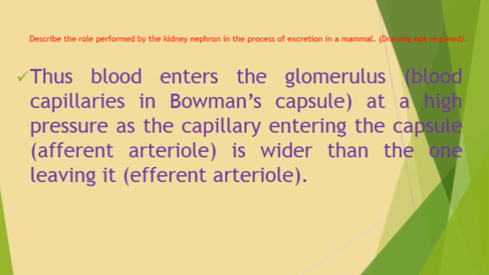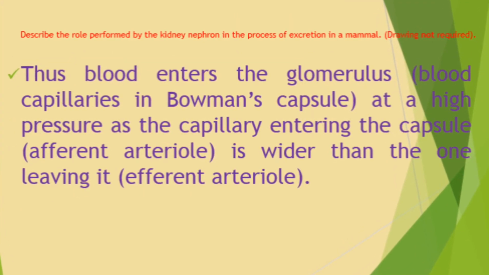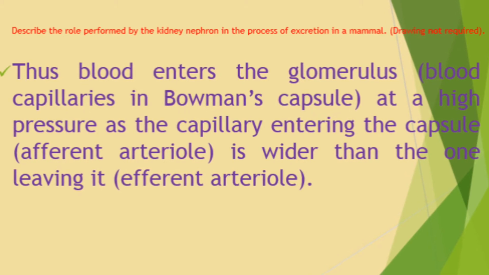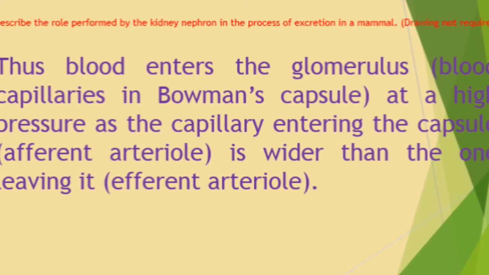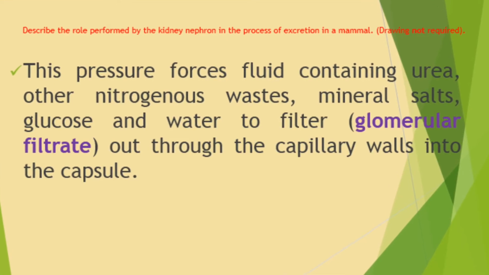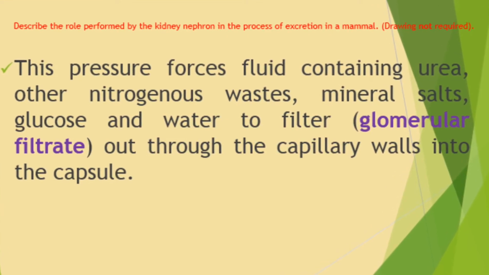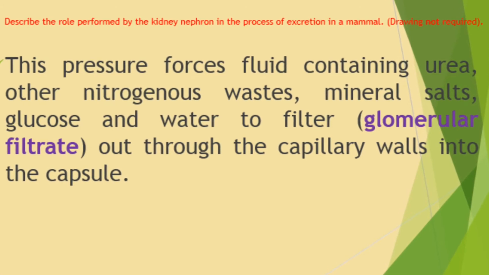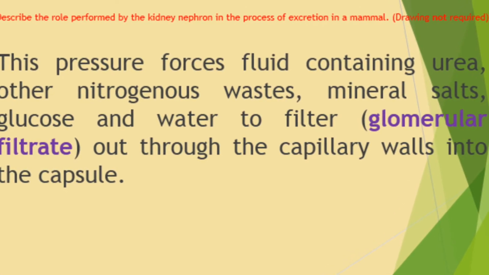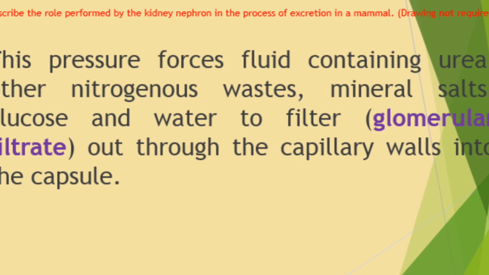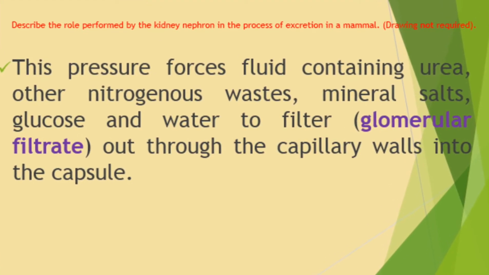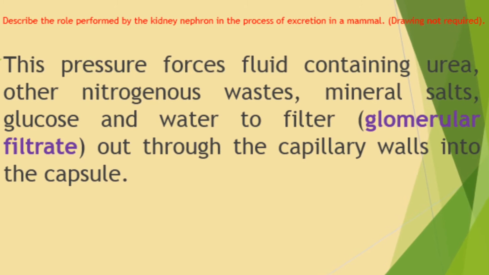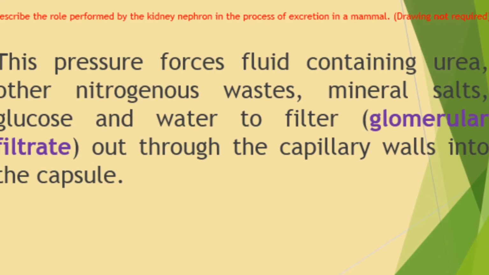At high pressure, as the capillary enters the corpuscle, the afferent arteriole is wider than the one leaving it, the efferent. That builds up high pressure. This pressure forces fluid containing urea, other nitrogenous waste, mineral salts, glucose, and water to filter, forming the glomerular filtrate, out through the capillary walls into the Bowman's capsule.